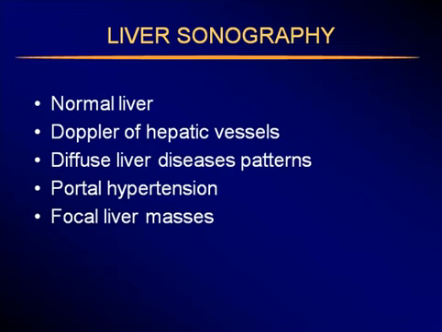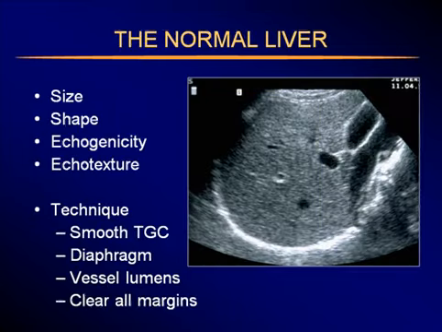We're going to discuss the normal liver. We'll talk about Doppler of the hepatic vessels. We'll talk a little bit about diffuse liver disease patterns, then move into portal hypertension and focal liver masses.